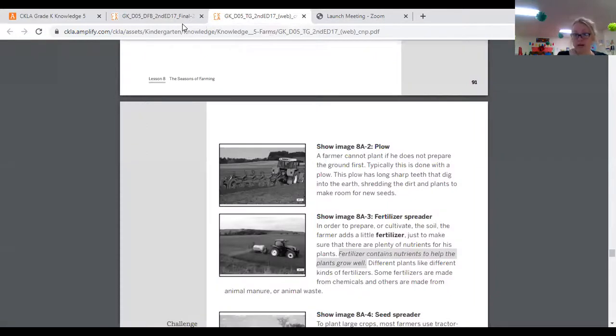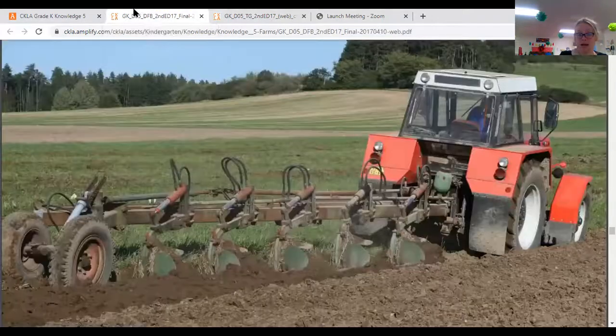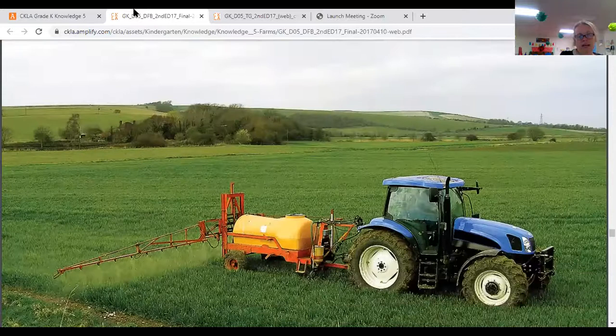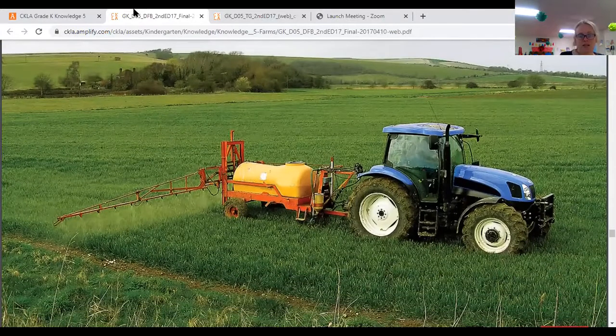So what you're looking at on that page was a picture of a plow. And during the spring, a farmer uses a plow to prepare the ground. This is done because a plow has very sharp teeth that dig into the earth, and it shreds up the dirt and plants to make room for new seeds. Take a look at that plow. You may have seen one of those riding down the road. All right, we'll take a look at this next picture here.